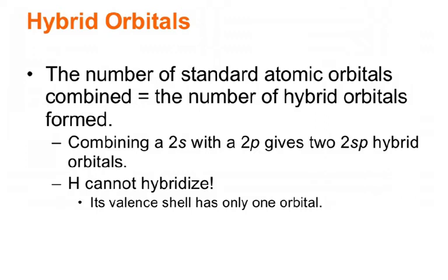One thing to note is that hydrogen cannot hybridize. Hydrogen only has one orbital, a 1s orbital in its valence shell, so hydrogen will never be able to hybridize.